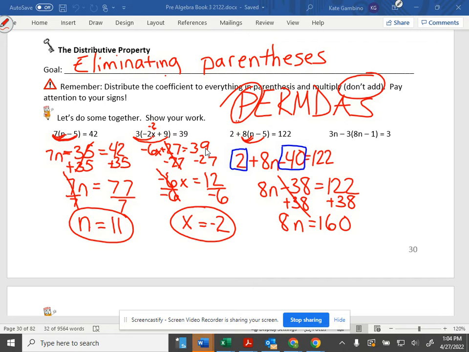What should I do next, Finn? You divide 8n by 8, 160 by 8. I'm dividing out that 8, so I get n by itself. 160 divided by 8 gives me 20. My variable is by itself, so I've simplified it down.